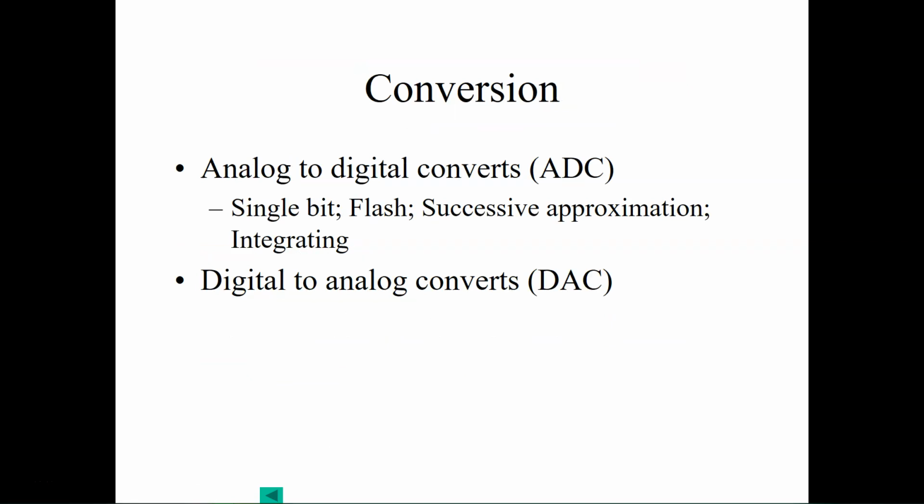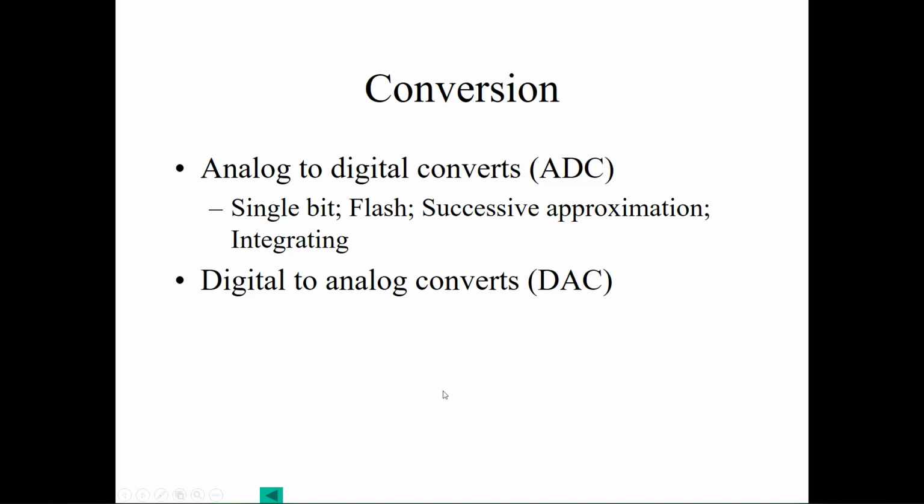Analog to digital converters: you have single bit, you have flash, successive approximation. You have integrating circuits. You have all sorts of different circuits that allow you to convert analog to digital. Why? Because digital, for all the fact that it's nothing but ones and zeros, is how most of our world is run. Digital is how most of the world runs.